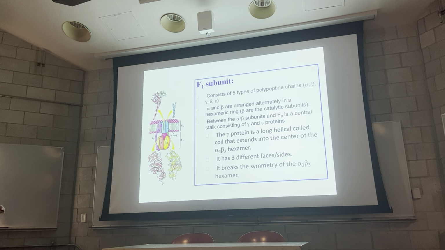Between the alpha-beta subunits, please think of the alpha-beta ring as a donut with a hole in the middle of that donut. And in the middle of that is a stalk consisting of gamma and epsilon. Right? So I guess I'm just going to use donut analogies for the rest of the day. We have a donut, and then the gamma subunit can be thought of as a maple bar shoved into the center of the donut.